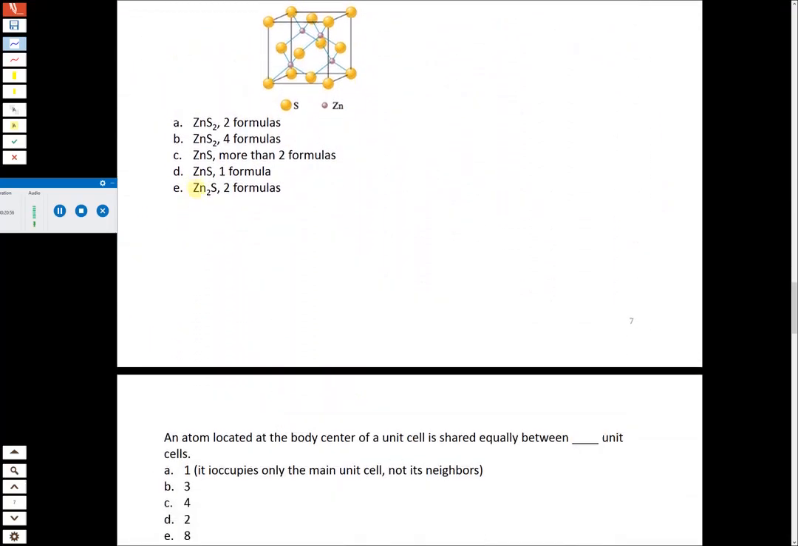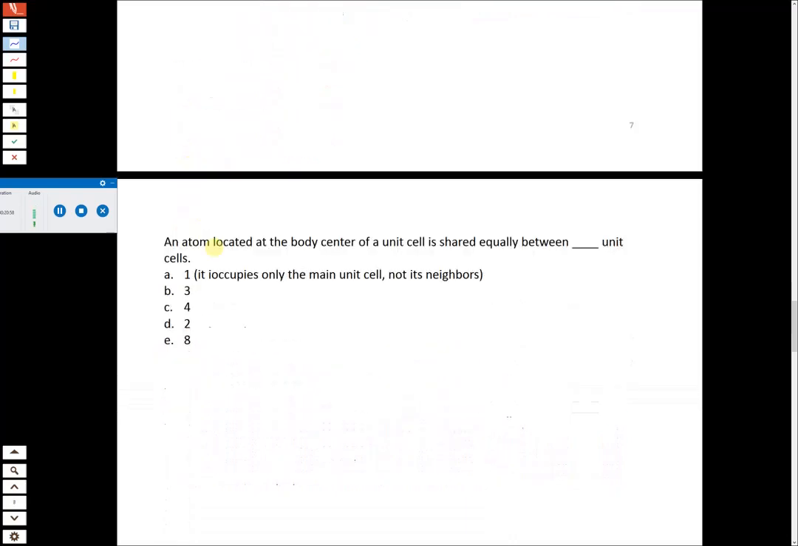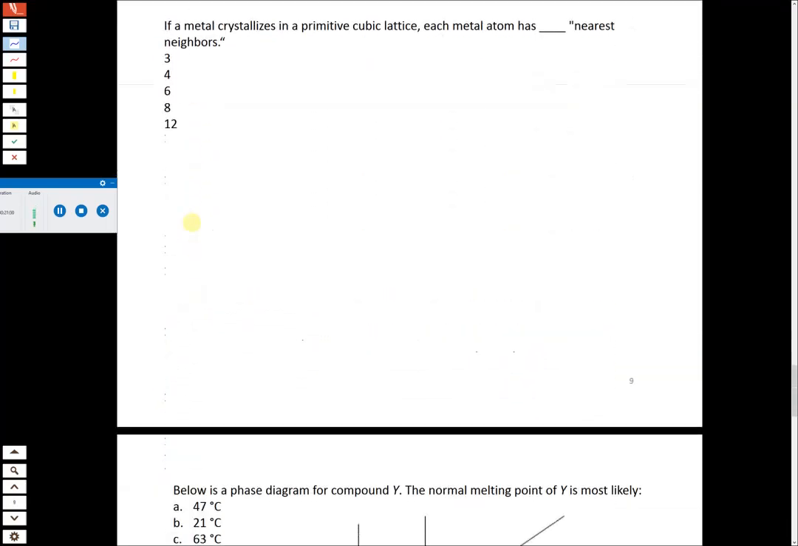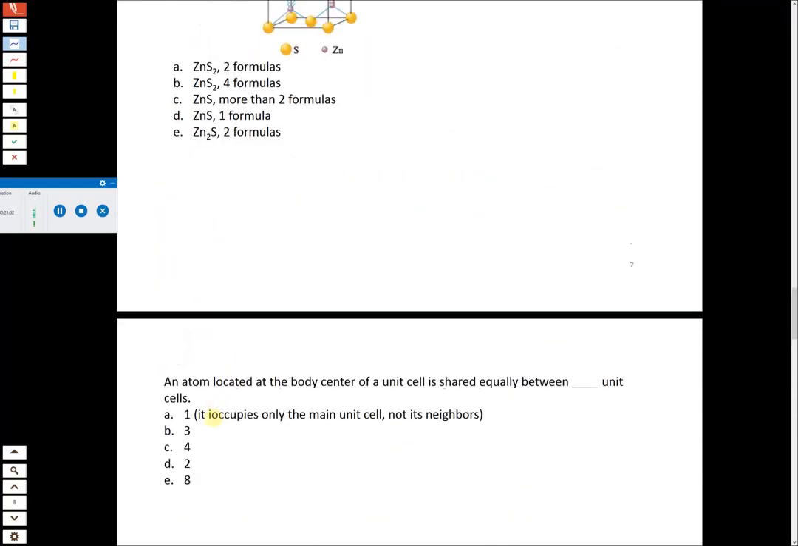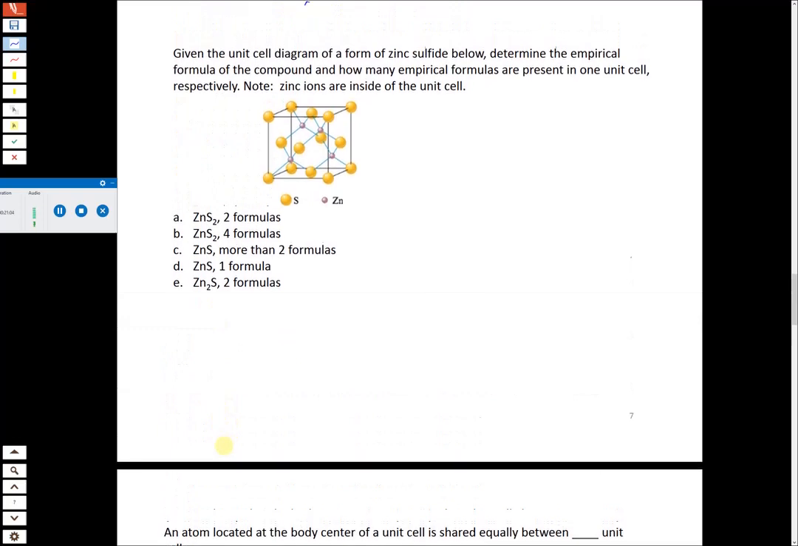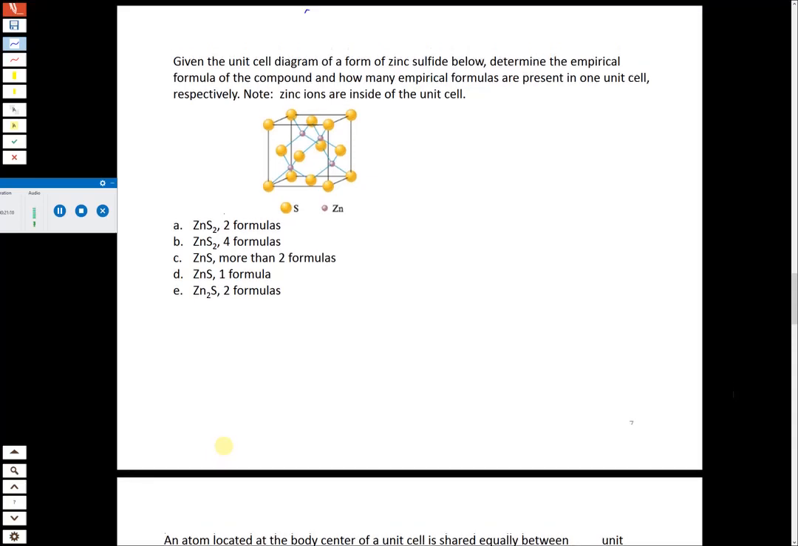All right, next one, we're back to a couple questions about unit cells. The next three here are going to deal with, again, cubic unit cells. So here we're giving you the unit cell diagram for zinc sulfide. Determine the empirical formula of the compound and how many empirical formulas are present in one unit cell, respectively. So I think it's actually easier to answer this question in the opposite order.